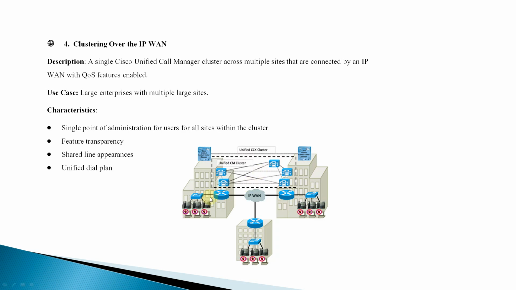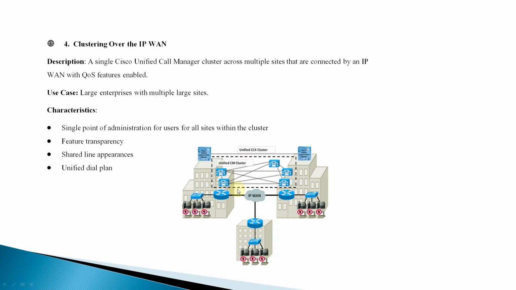So mainly all the phones on site A get registered to the subscriber which is placed in the same building, and whatever phones are there in site B are getting registered to subscriber 2, I mean the local subscriber which is placed in the same building, right? And as I was saying, the publisher has the database, so whatever phones are there in site A and site B, the publisher has all the information, and that information is replicated to all of the subscriber nodes as well as TFTP nodes, right?